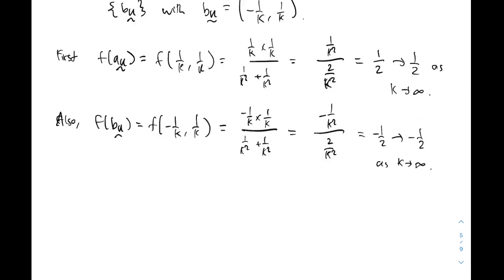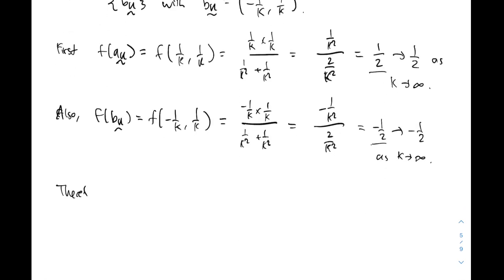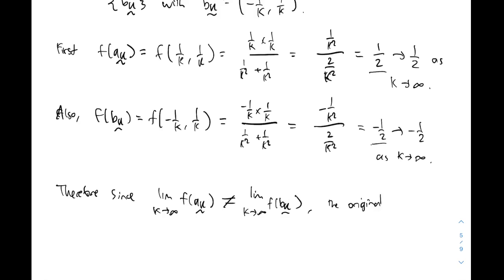Now, if you notice here, these two values, f of ak and f of bk, they approach different values, half and minus half, as k goes to infinity. And so this means that by our useful limit theorem, the original limit does not exist. So therefore, since the limit as k goes to infinity of f of ak is not equal to the limit as k goes to infinity of f of bk, the original limit does not exist.